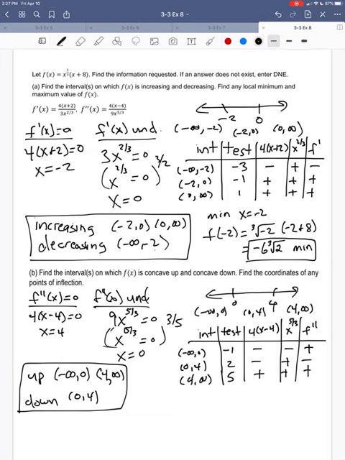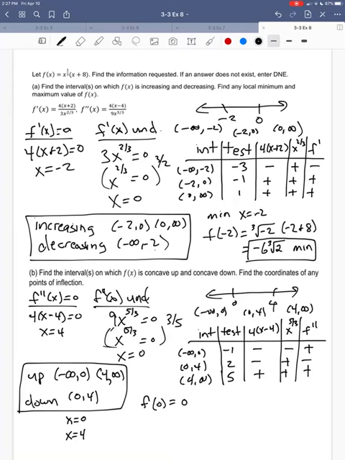Points of inflection then are where it changes concavity. So it starts from negative infinity to 0, it's up, then it changes to down from 0 to 4, it changes back to up at 4. So I'm going to have to look at x equals 0 and at x equals 4. So I'm going to have to plug these values into the original function.